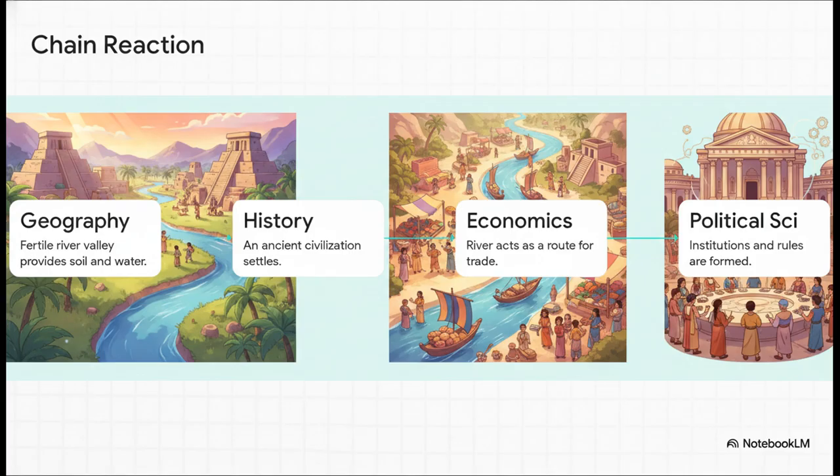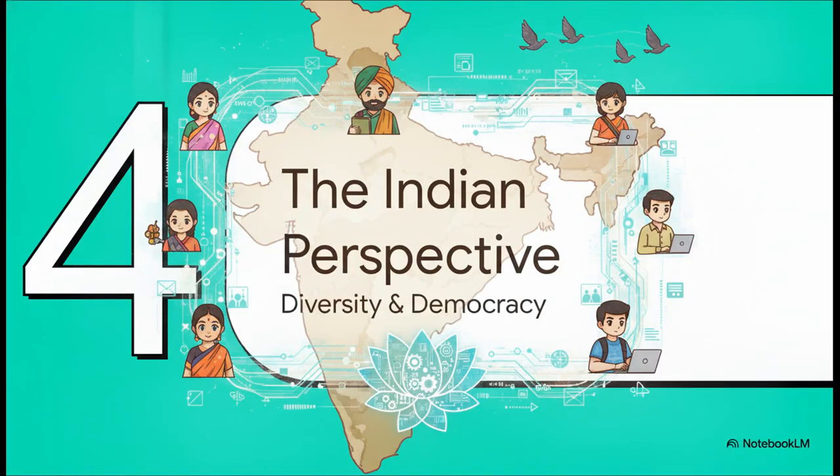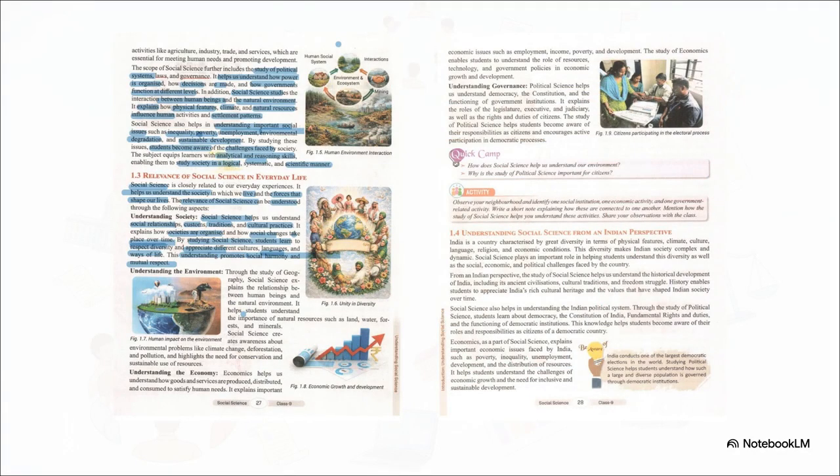Understanding these interrelationships helps us develop a holistic, integrated view of society rather than just seeing it from a single, narrow perspective. Let's jump into Section 4. The Indian perspective. Now, let's take everything we've just learned and apply it to a real-world case study. India's incredible complexity makes it literally the ultimate testing ground for social science.